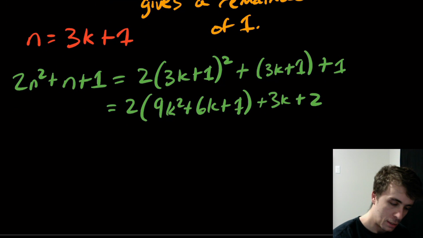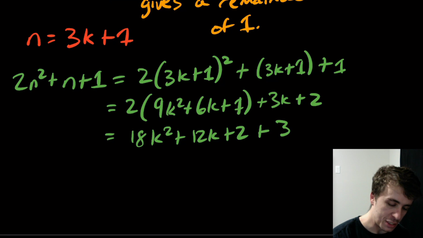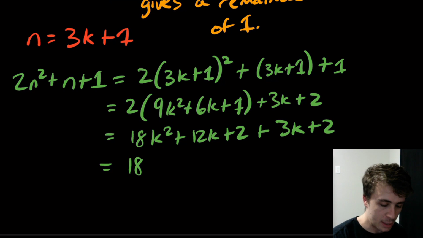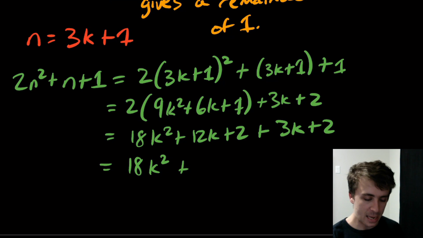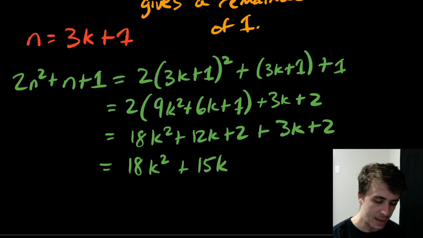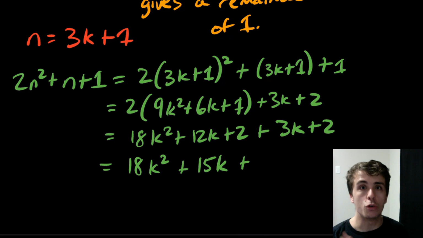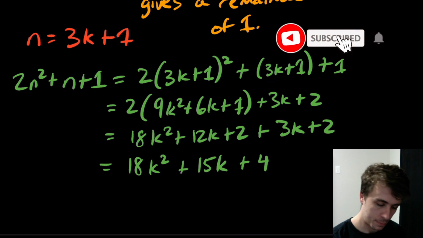So then now we got to distribute the 2 across everything in here. So that's going to give us 18k squared plus 12k plus 2 plus 3k plus 2. Okay, so then let's group everything together. We only have one instance of k squared, so that's 18k squared. We have the 12k and the 3k, so I'm going to group them to be 15k. And then the 2 and the 2 are going to give us 4 total.